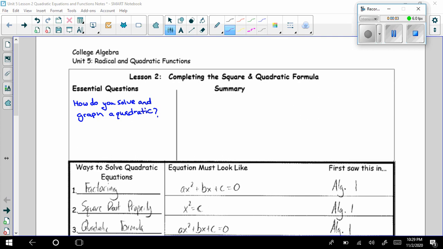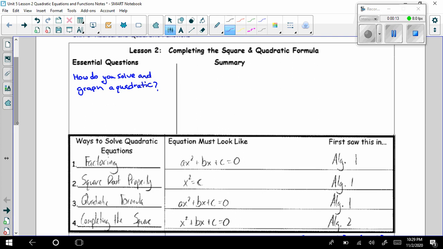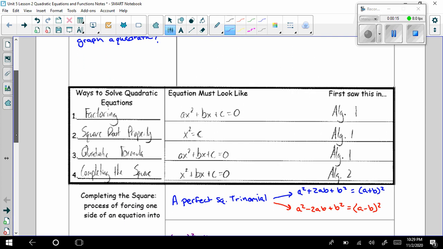Okay, going quickly here through part of Unit 5, Lesson 2, before we dive in all the way, just reviewing completing the square and quadratic formula. We've already done this in a previous unit, and you've seen them in other classes. And so ways to solve quadratic functions, quadratic equations that we've seen so far is factoring.